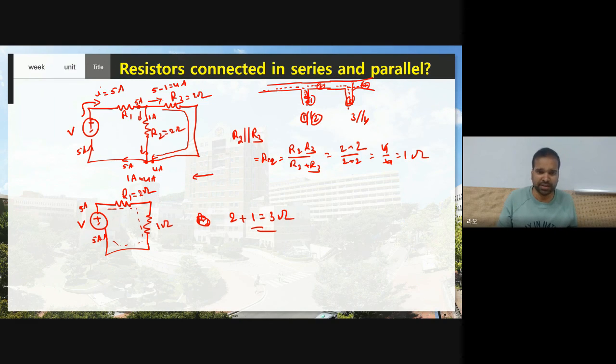So here R2 and R3 are connected in parallel, and the resultant and R1 are connected in series.